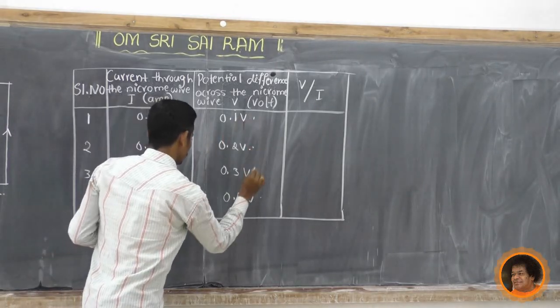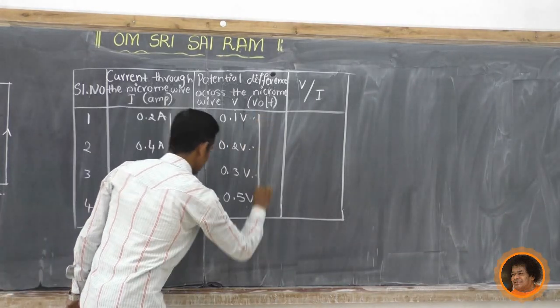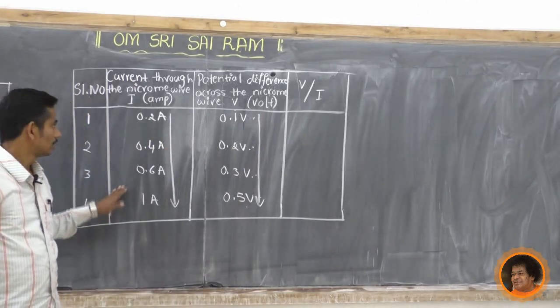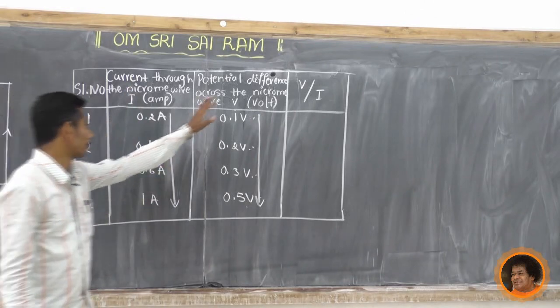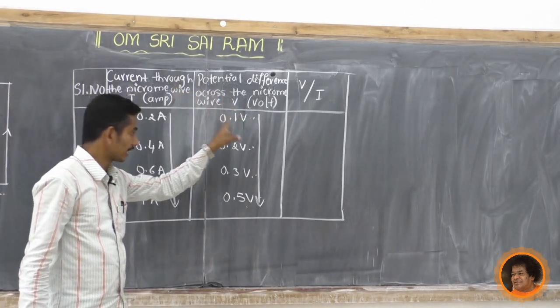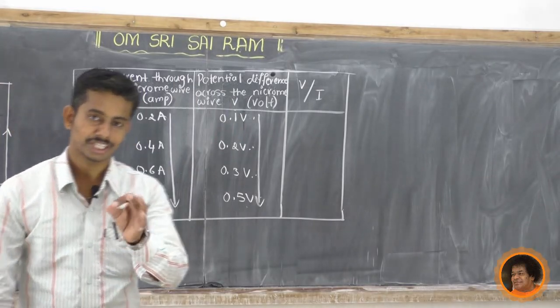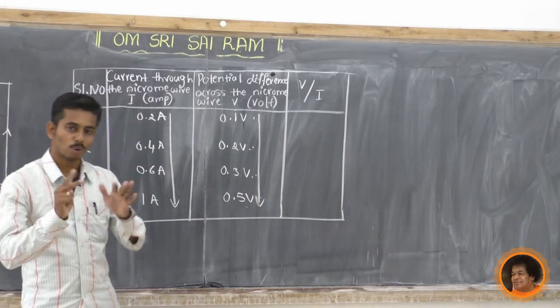0.1, 0.2, 0.3, 0.5 volt. It is also increased. Now, from this, we conclude, if current through the nichrome wire is increased, the potential difference across the nichrome wire is also increased at constant temperature. This is called Ohm's law.